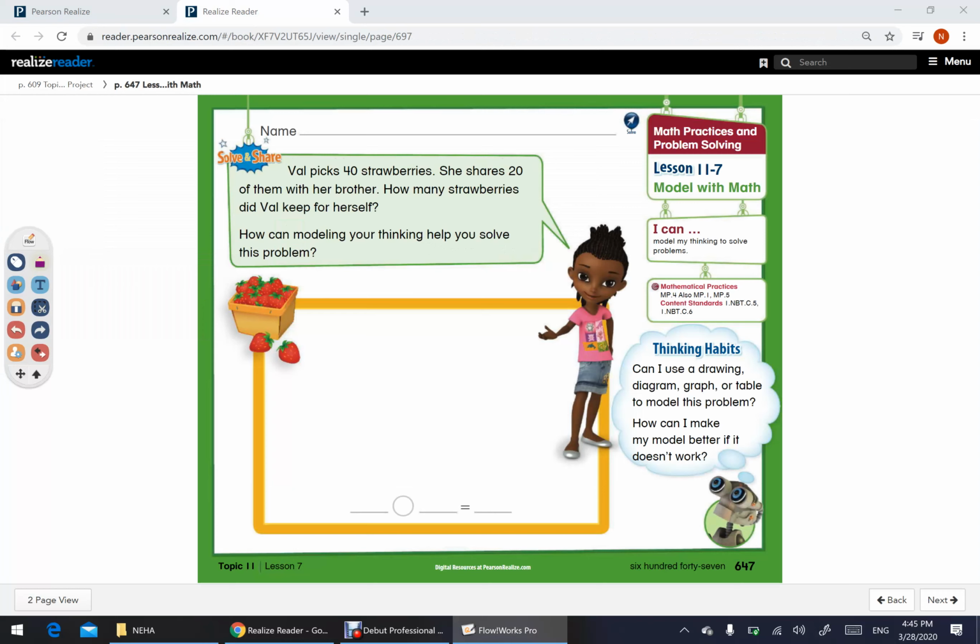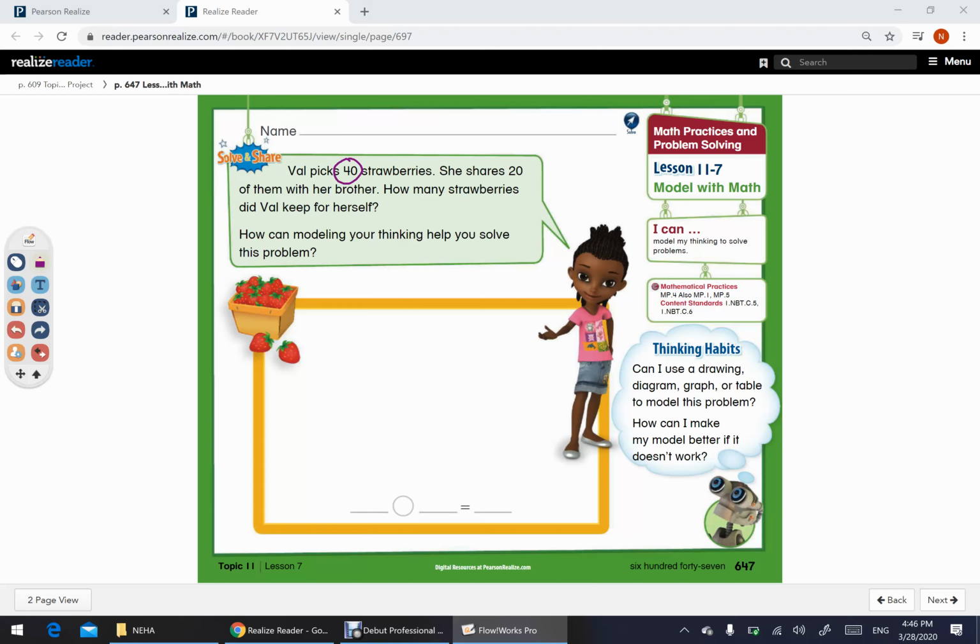Now here. Val picks 40 strawberries. She shares 20 of them with her brother. How many strawberries did Val keep for herself? How can modeling your thinking help you solve this problem? So now here, what are you asked to find? In this problem, what are they asking you to find? They are asking how many strawberries Val kept for herself after sharing 20 strawberries, right?